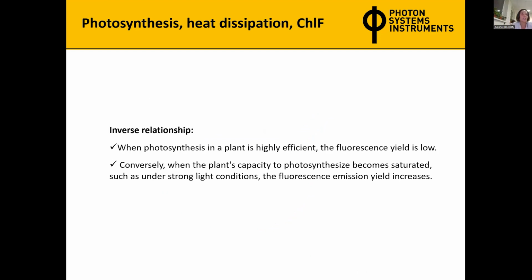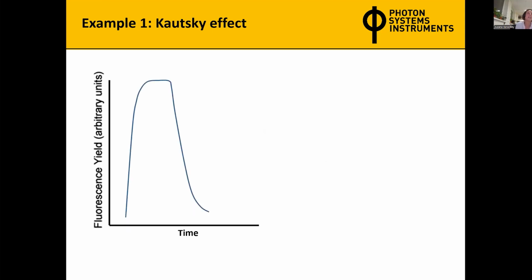And this inverse relationship allows you, based on the measurement of fluorescence, to get some information about photosynthesis. That is very practical. So again, when photosynthesis in plants is highly efficient, the fluorescence is low. And conversely, if plant capacity in photosynthesis is compromised or saturated, for example, during a saturating pulse application, the fluorescence is high. Again, the concept from the other view.